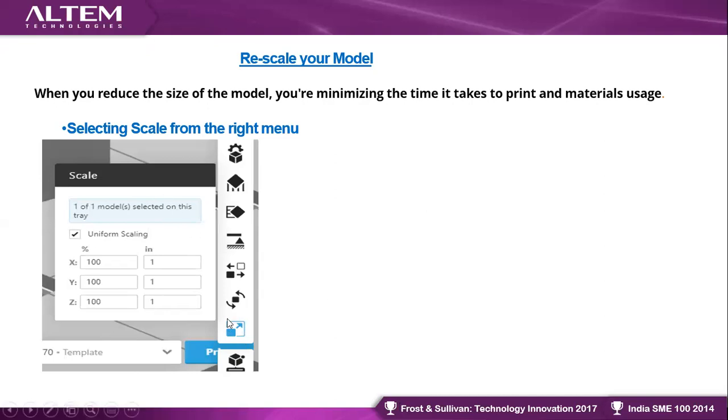You have an option here, right? An arrow to scale up or scale down the model. You have basically two options available with this, right? You have an option called uniform scaling, where you can just enter the percentage.